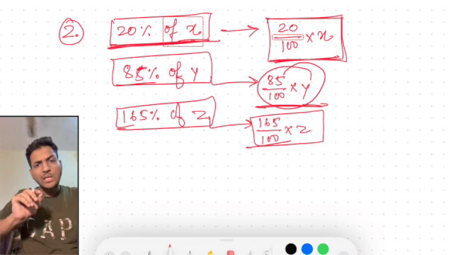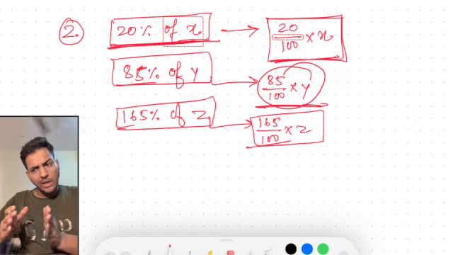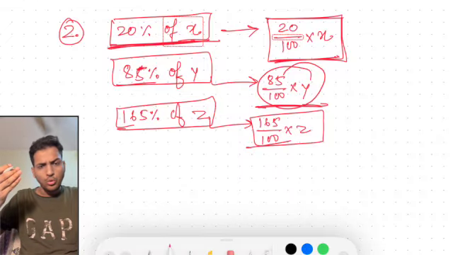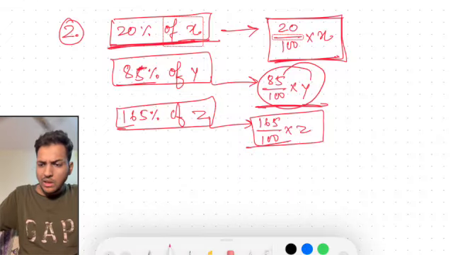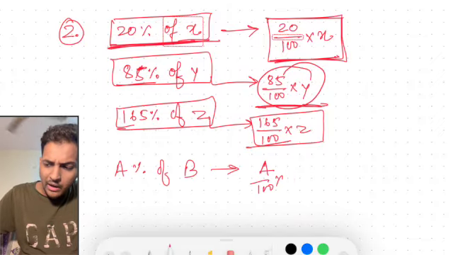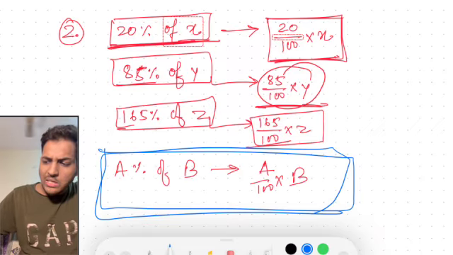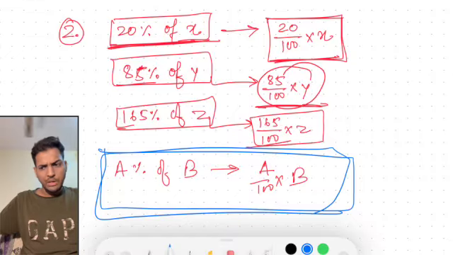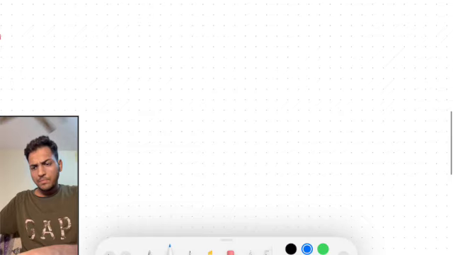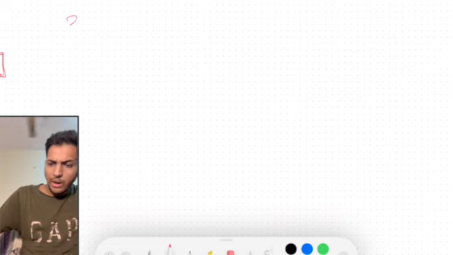So the first term is finding a certain percent of a number. All of you are clear? The second rule, basically A percent of B: how will you calculate? The general rule is A by 100 into B. You will remember this. A percent of B is A by 100 into B. Okay, now you see what we will do.